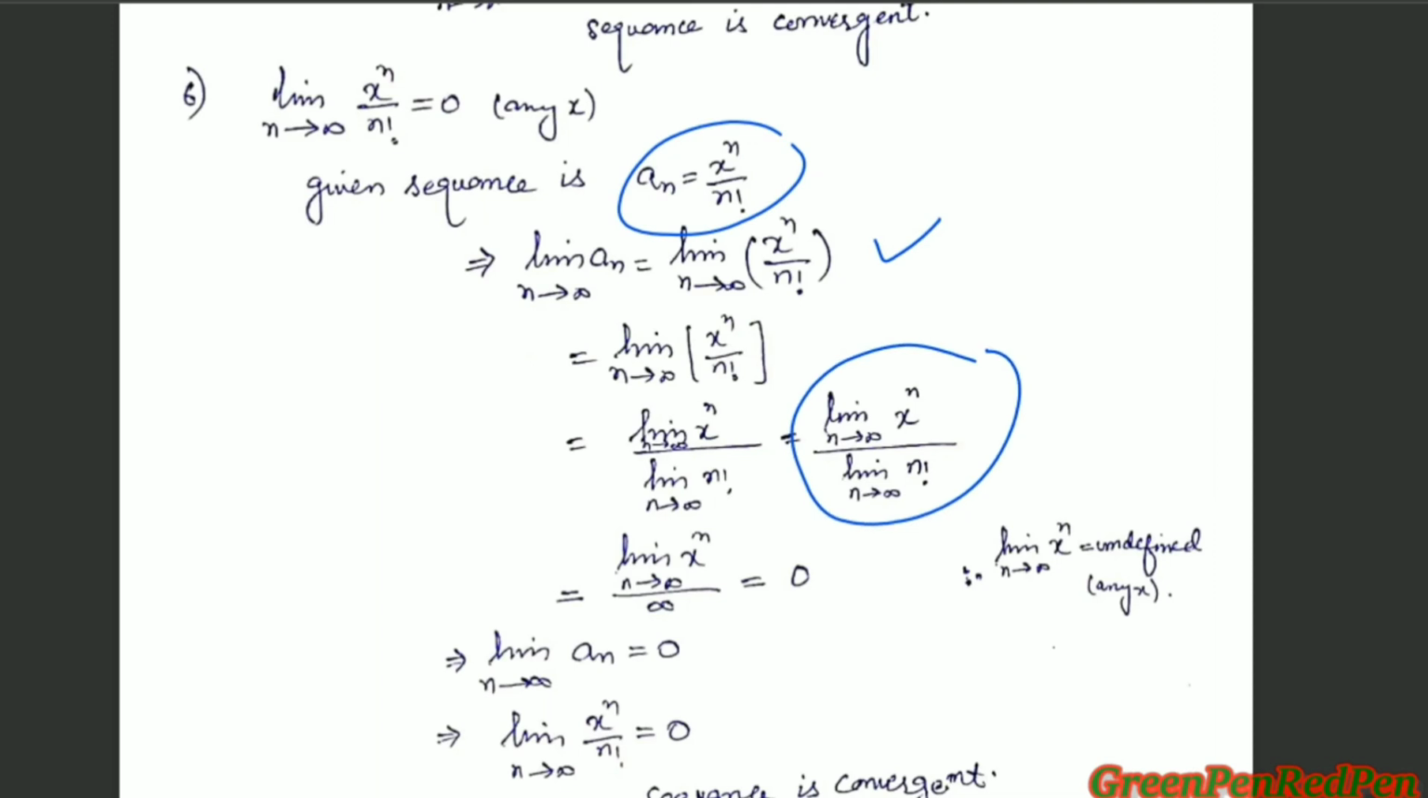Similarly, for sequence number 6, we have this sequence, taking the limit on both sides, and separating the limit of the numerator and the denominator. This sequence we know is undefined, but this sequence tends to infinity as n tends to infinity.